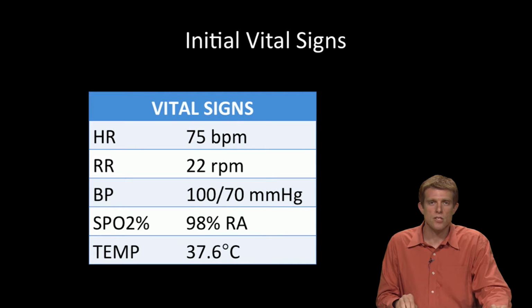We receive an initial set of vital signs in this patient, and we note that his heart rate is 75 beats per minute. He's breathing 22, and his blood pressure is a little bit low at 100/70. His oxygen saturation and temperature are normal.